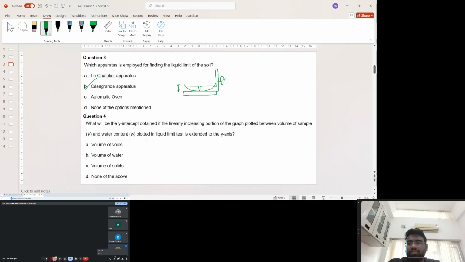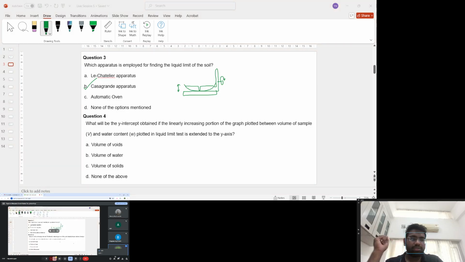So let us move to the next question. What will be the y-intercept obtained if the linearly increasing portion of the graph plotted between volume of sample V and water content W, that is plotted in the liquid limit test, is extended to the y-axis?